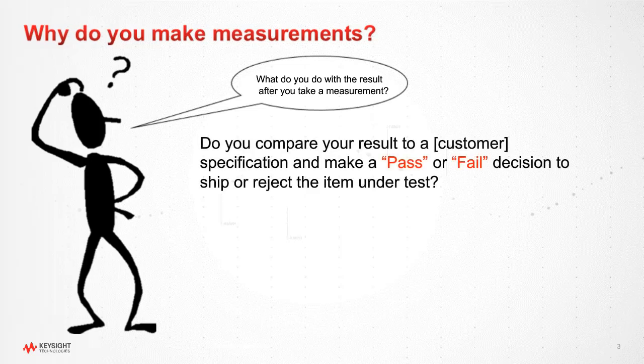But I'd like to just ask you, do you compare that measurement result to some specification, a design specification if you're in R&D, or a customer specification if you're in production? And do you then make a pass or fail decision to ship or reject the item that you were testing? If that's what you're doing, the process by which you decide it's a pass or it's a fail is called a decision rule. I'm just going to use that term. It gets used in a lot of technical literature that you might not be familiar with, but I'm going to use it enough times that I wanted to define it for you.